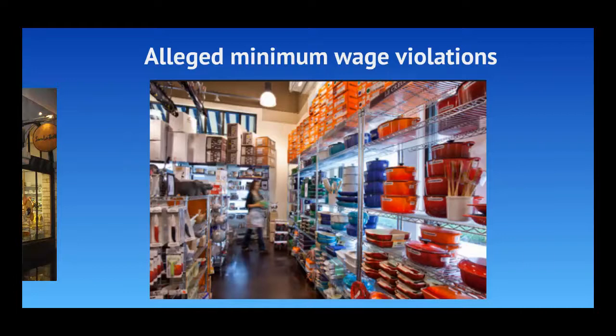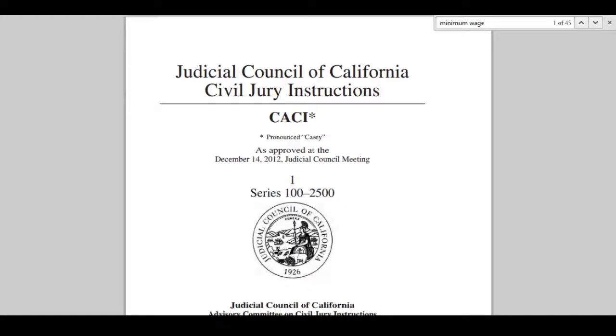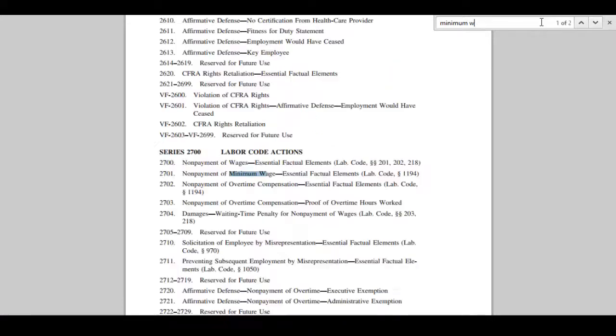Assume that your practice resources are very limited. What is your first research step? Jury instructions are a great place to start. First, just search for minimum wage. We see that there's a specific jury instruction on failure to pay minimum wage.